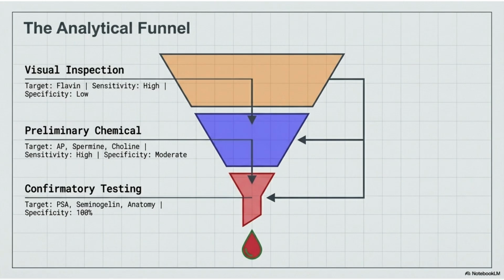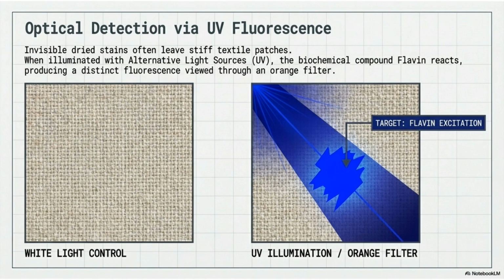The analytical process follows a funnel, starting with visual inspection, moving to preliminary chemical tests for markers like AP and spermine, and concluding with confirmatory testing for high specificity. Optical detection uses UV fluorescence, targeting the biochemical compound flavin. When illuminated with UV light, dried stains produce a distinct fluorescence visible through an orange filter.